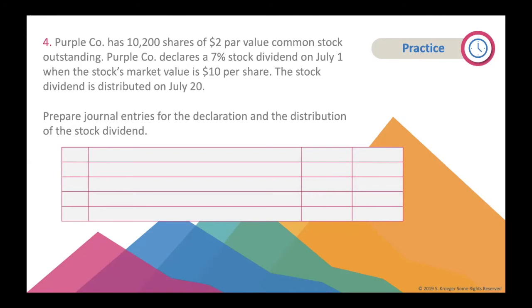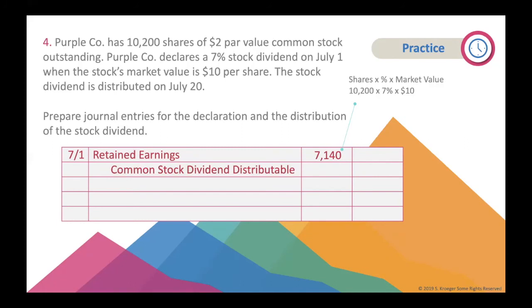So the first date is the declaration date on July 1st. Follow the journal entries exactly. The debit is retained earnings, same as with cash dividends. The amount is a little trickier. We need to multiply the shares by the percent by the market price. The shares are 10,200, the percent is 7%, and the market price is $10. This gives us $7,140. Next, we credit common stock dividend distributable.